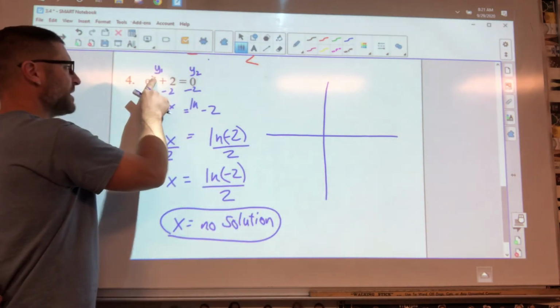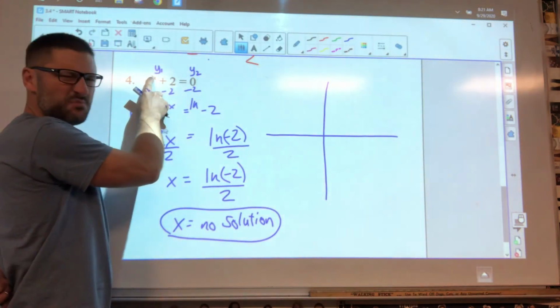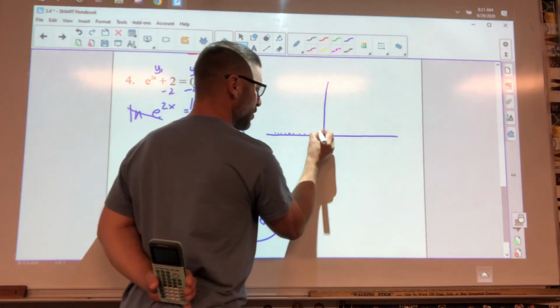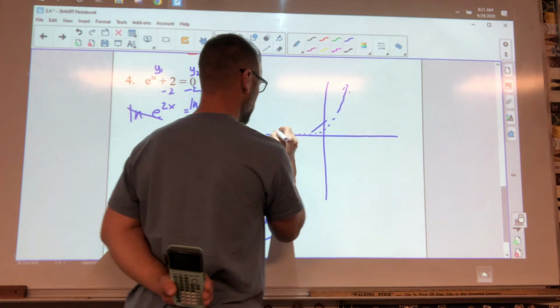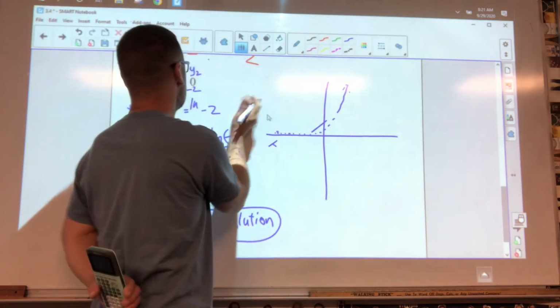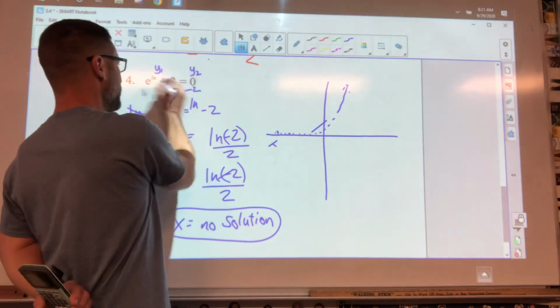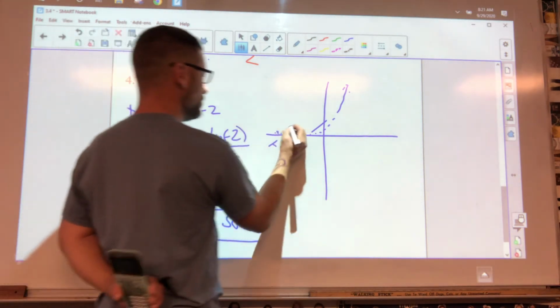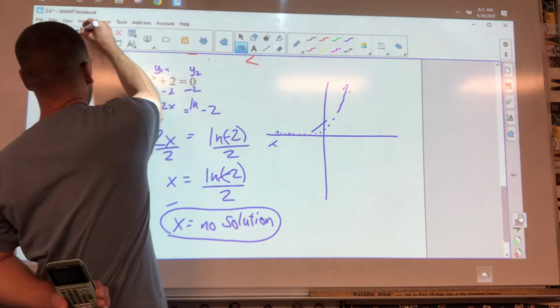E to the 2x, e to the x is growth. The 2 is probably going to stretch it up a little bit. So if I was going to dot it in, I'd have a growth graph that may be stretched up a little bit. And then plus 2 would take the whole graph and it would shift it up 2. So let's do this side in blue here. So y1 is e to the 2x plus 2.